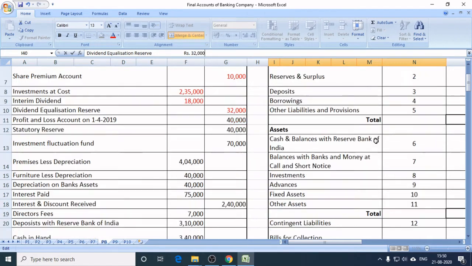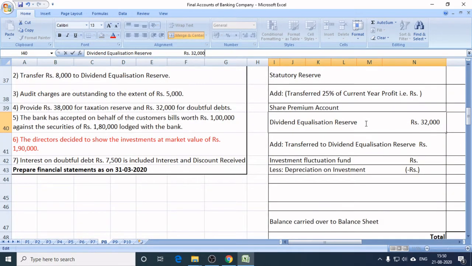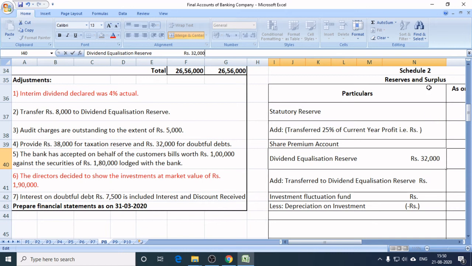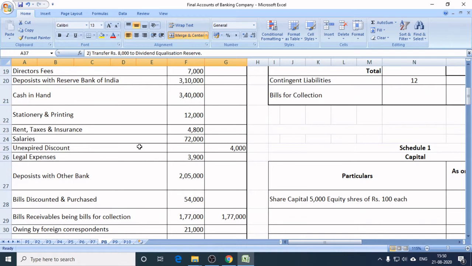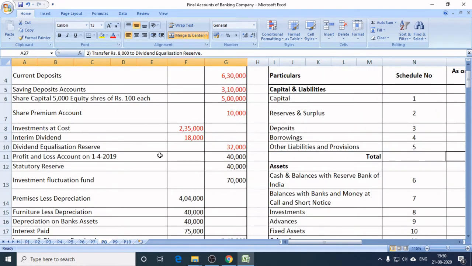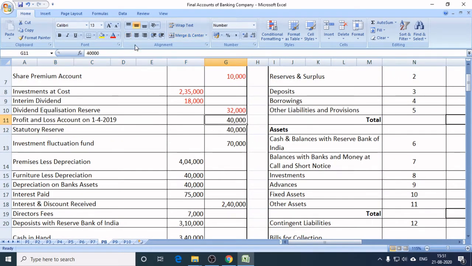Look here, I have shown the balance 32,000 rupees, dividend equalization reserve under schedule number 2, reserve and surplus. But there is one adjustment, we have to transfer this year 8,000 from profit to dividend equalization reserve. When we will close profit loss account, that time we will transfer rupees 8,000 of profit to dividend equalization reserve. But as of now, I have shown its opening balance in the schedule number 2, that is reserve and surplus.